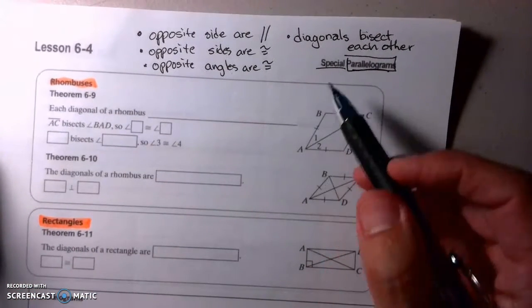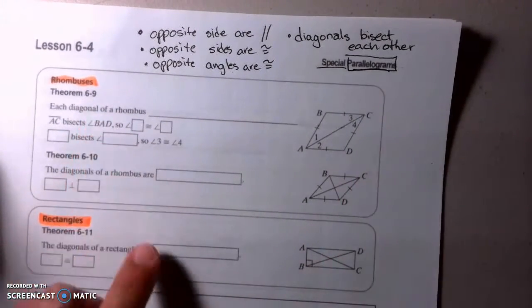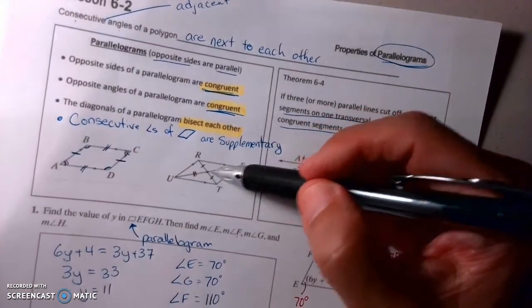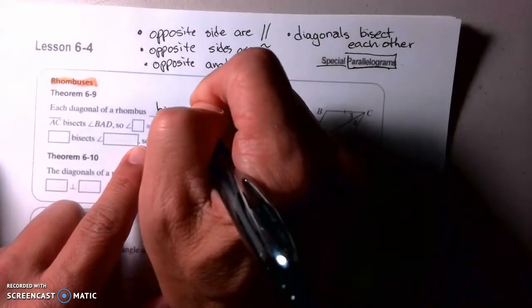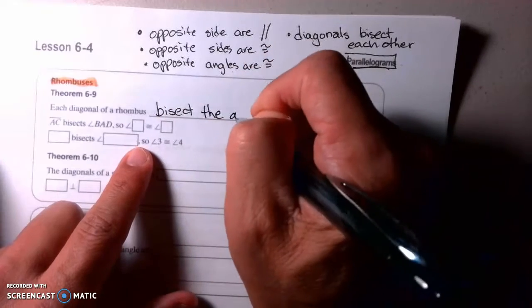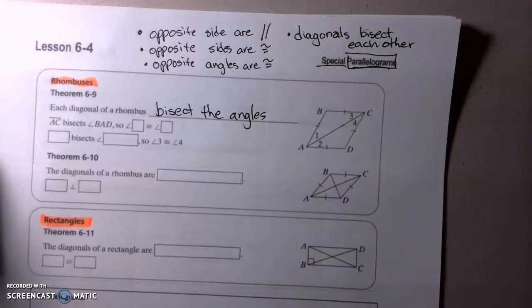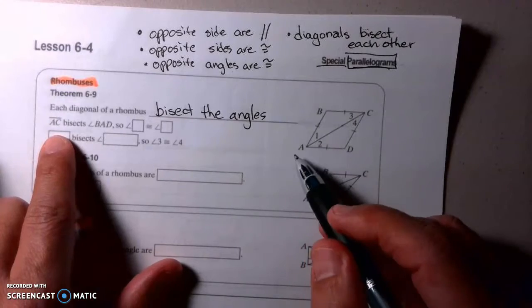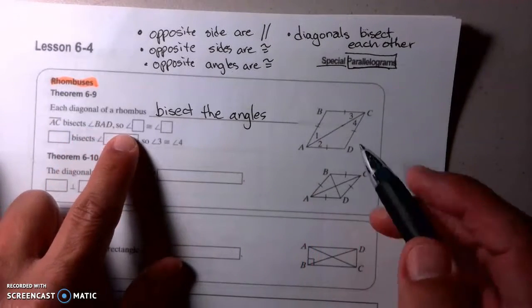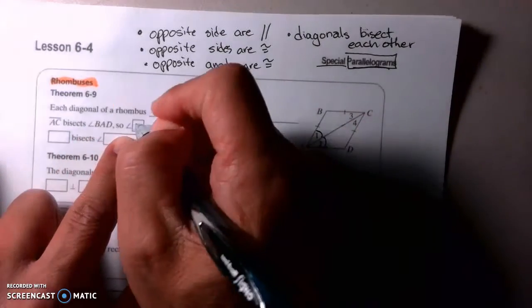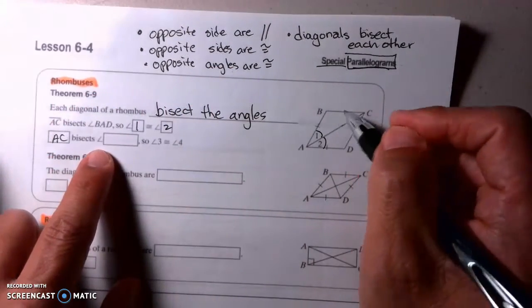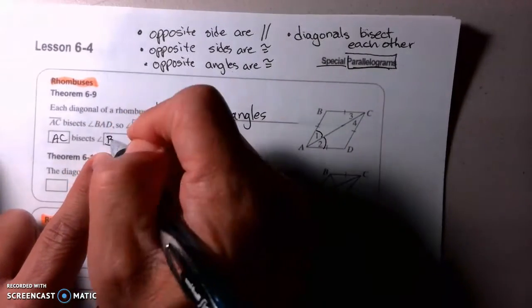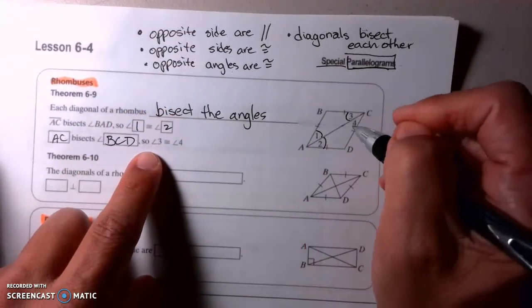So with a rhombus, not only do the diagonals bisect each other, so when you draw them out, they will literally cut each other in halves, but each diagonal of a rhombus bisects the angles. So they don't just cut each other in halves, they bisect the angles. So in this picture, AC bisects BAD, so that angle 1 here is equal to angle 2. And they also wrote this same sentence, AC bisects this angle up here at the top, BCD, so that angle 3 is equal to angle 4.